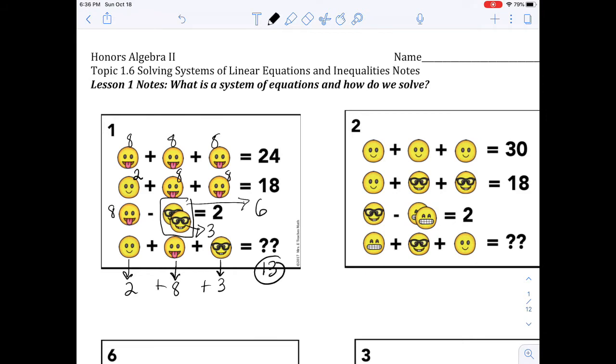Why does this represent a system? Because the emoji with the sticking out the tongue there represents an 8 in every equation that it shows up. Same thing is true with the emoji with the glasses, and the same thing is true with the smiley one.